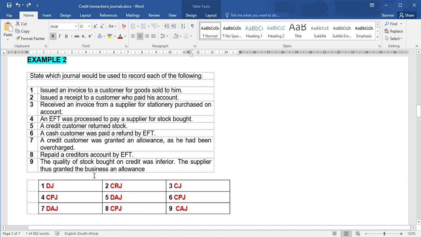And then the quality of stock bought on credit was inferior. The supplier thus granted the business an allowance. We are receiving an allowance there, so that gets recorded in the creditor's allowances journal.